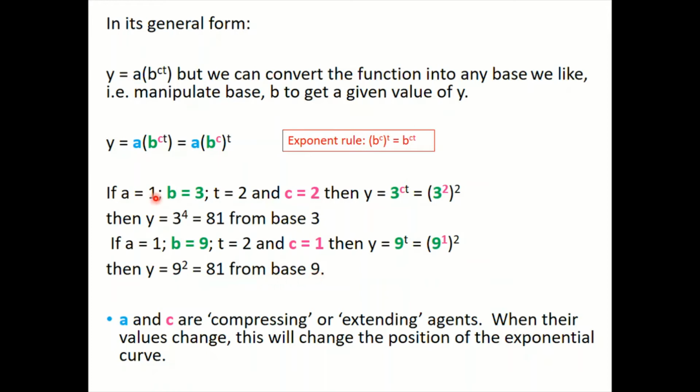Looking at this exponential function, we have been working with b, the base, and t, the variable, but we also have a and c here, and we'd like to know what happens to the exponential function. Specifically, we're going to look at the graph of the function when the values of a and c change. What we will see is that a and c are compressing or extending agents. In other words, when their values change, this will change the position of the exponential curve.